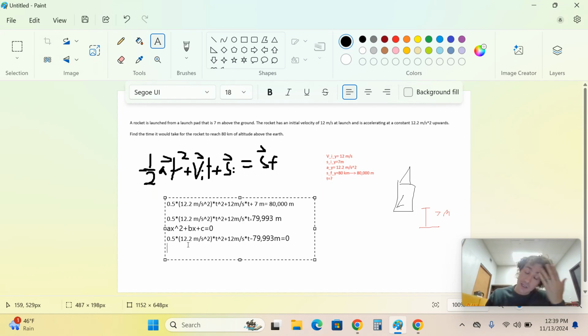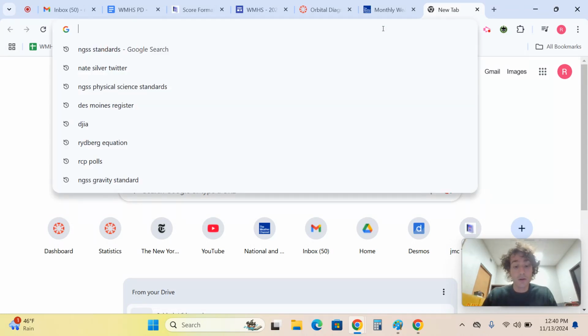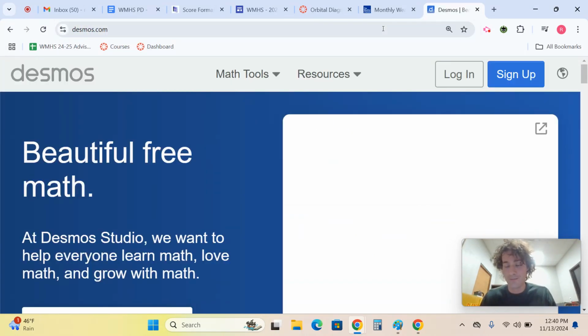Halving A makes sense. So rewriting this, what does it look like? Half of 12.2 is 6.1, right? 6.1 is 12.2 divided by 2, I believe, unless I'm losing my mind, which today feels like it. Minus 79,993 meters equals 0. Okay, and then I can plug it into the quadratic formula. We go to Desmos.